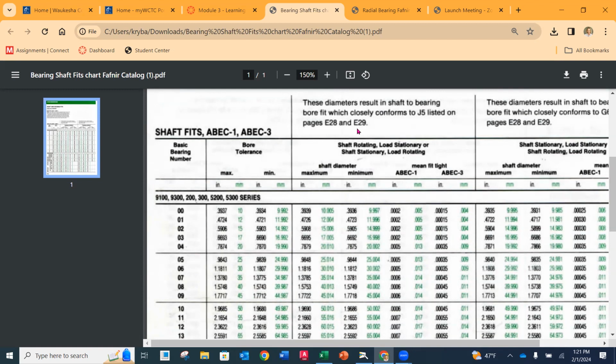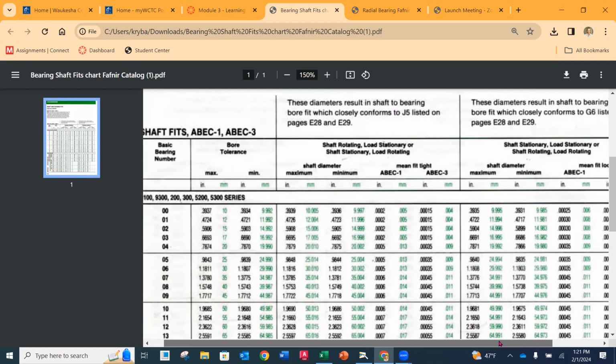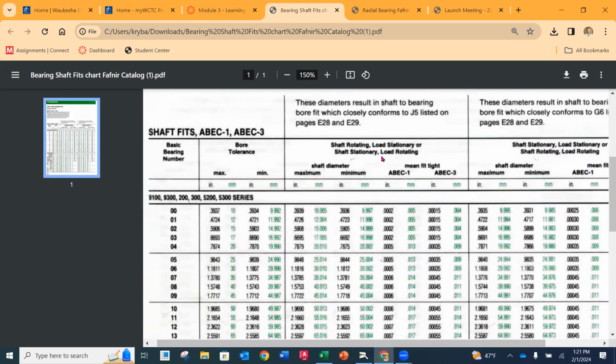We weren't given that information. The most common is that the shaft is rotating. All right. And then over on the right-hand side, there's some other options as well. So most often it's here. So you can see that over here, it's going to be shaft stationary, load stationary, and then it's going to be shaft rotating, load rotating. So most often it's going to be this one for classic applications.